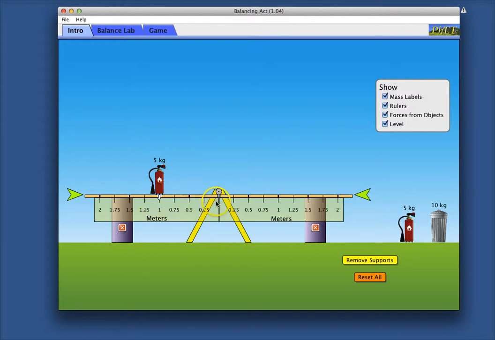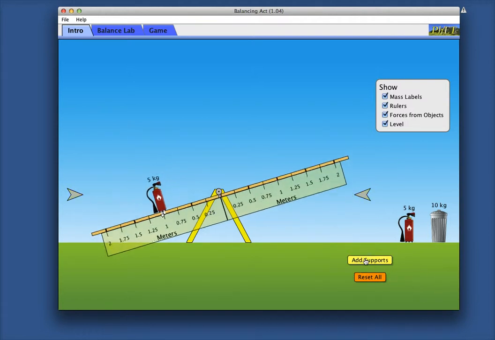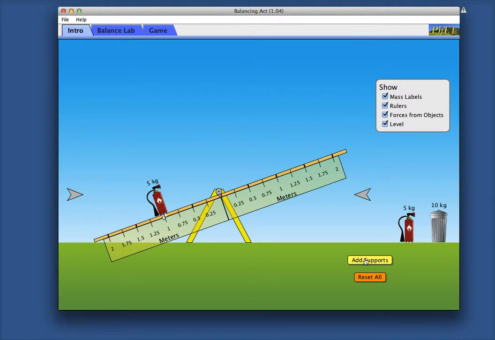All right. Now, what happens if I remove these supports? Let's take a look and see. We should be able to see quite clearly that there's a mass only on this side. So there's an anti-clockwise turning moment about the fulcrum. And if we remove these supports, then we should see the seesaw tilt towards the left. Let's see if that's what happens. I click remove supports, and that's exactly what happens. So this should not be any surprise at all.